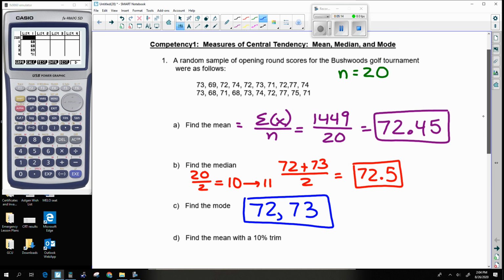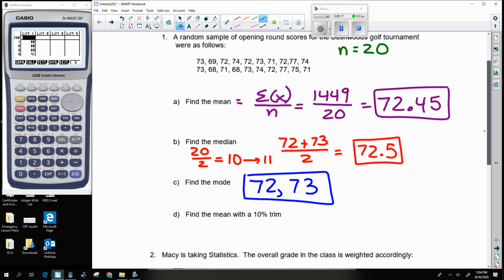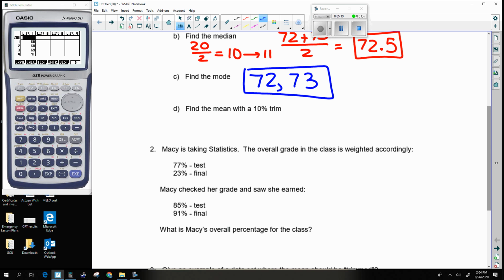Next is the mean with a 10% trim. What that means is I am going to cut 10% of the numbers, the highest 10% and the lowest 10%. So the first question is, what is 10% of the numbers? 10%, 0.10, of the numbers, and there are 20 numbers. So 10% of 20 is 2. That means I'm cutting the 2 smallest numbers off the list and the 2 largest numbers off the list. Also, I'm cutting a grand total of 4 numbers off the list.